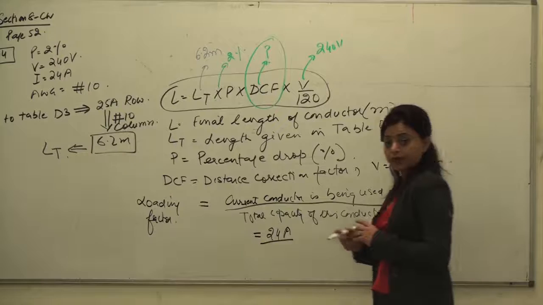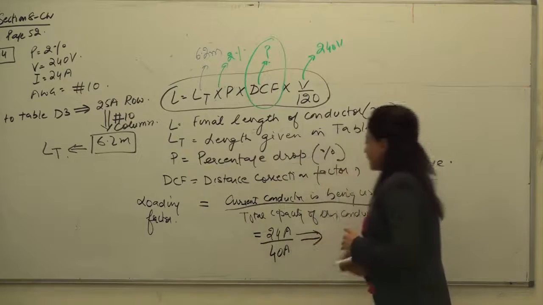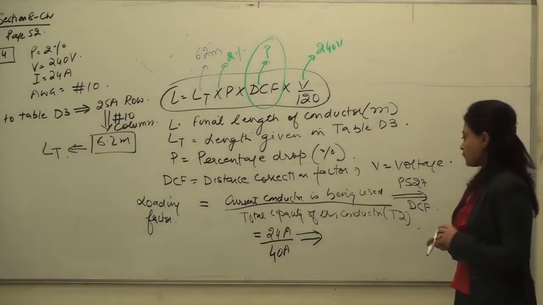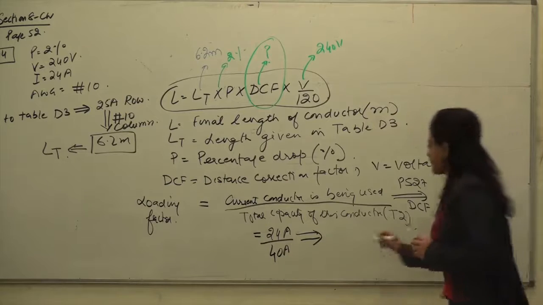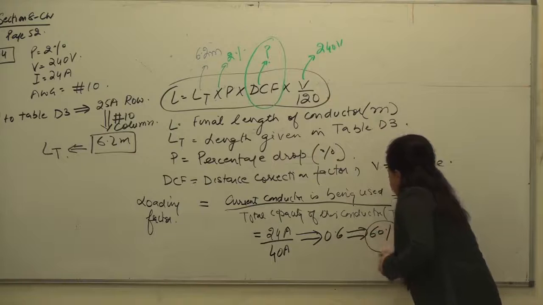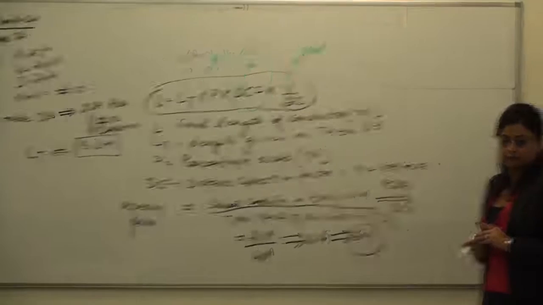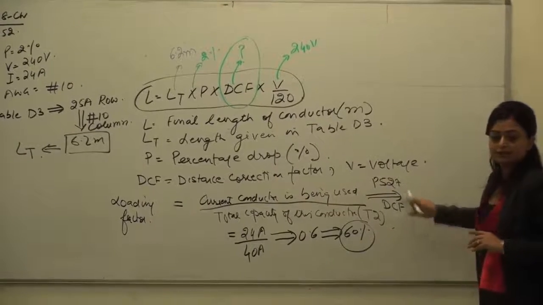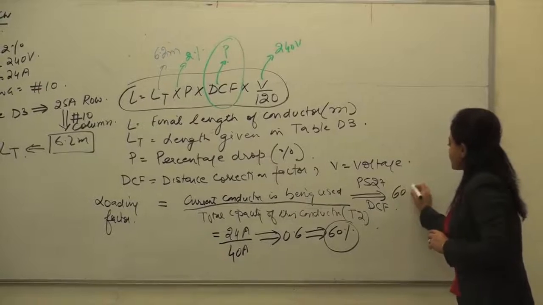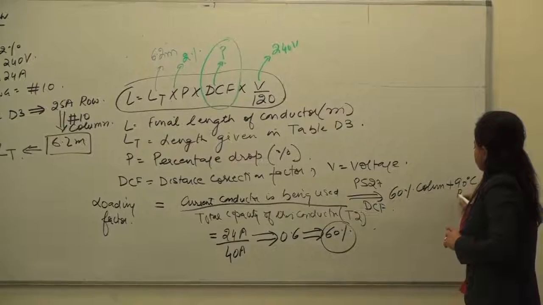40. So now pick up your calculator and divide 24 and 40 to find my loading factor. 0.6. So my loading factor becomes 60%. Now you're going to go to the distance correction factor table, page 527 of your code book. You're going to go to the 60% column and 90 degree C row.